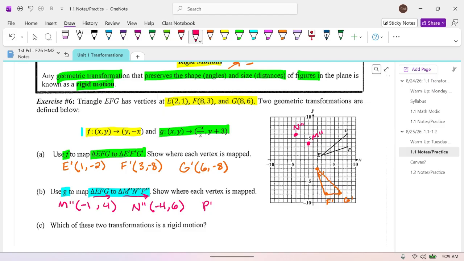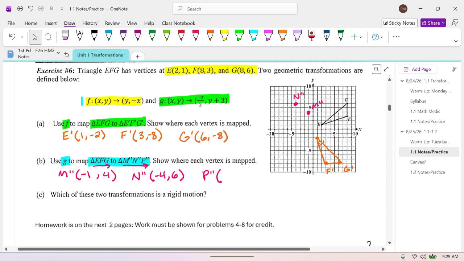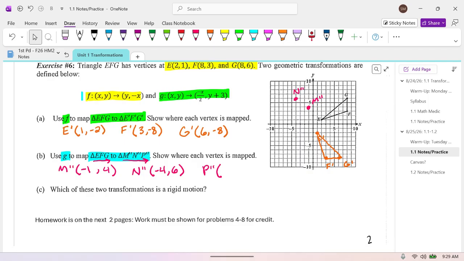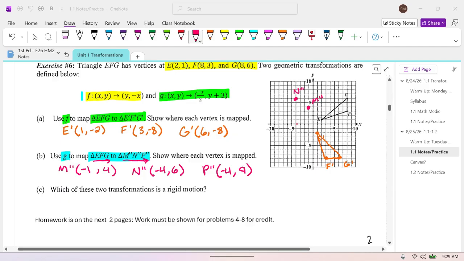Then P double prime. That's coming from G, which is 8, 6. So we're doing -8 again divided by 2, which is still -4, and then 6 plus 3, which is 9. So this would be -4, +9.